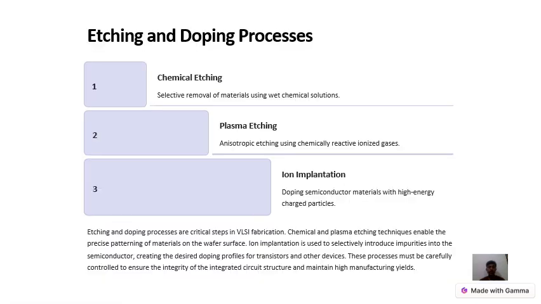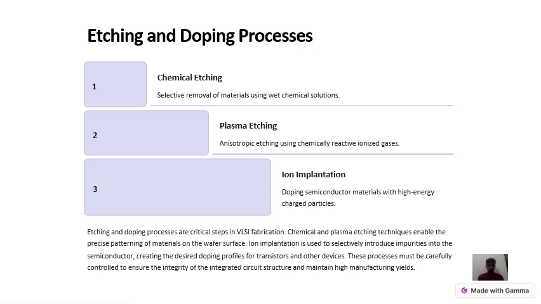Etching and doping process. Chemical etching, selective removal of materials using wet chemical solutions. Plasma etching, anisotropic etching using chemically reactive ionized gases. Ion implantation, doping semiconductor materials with high energy charged particles.